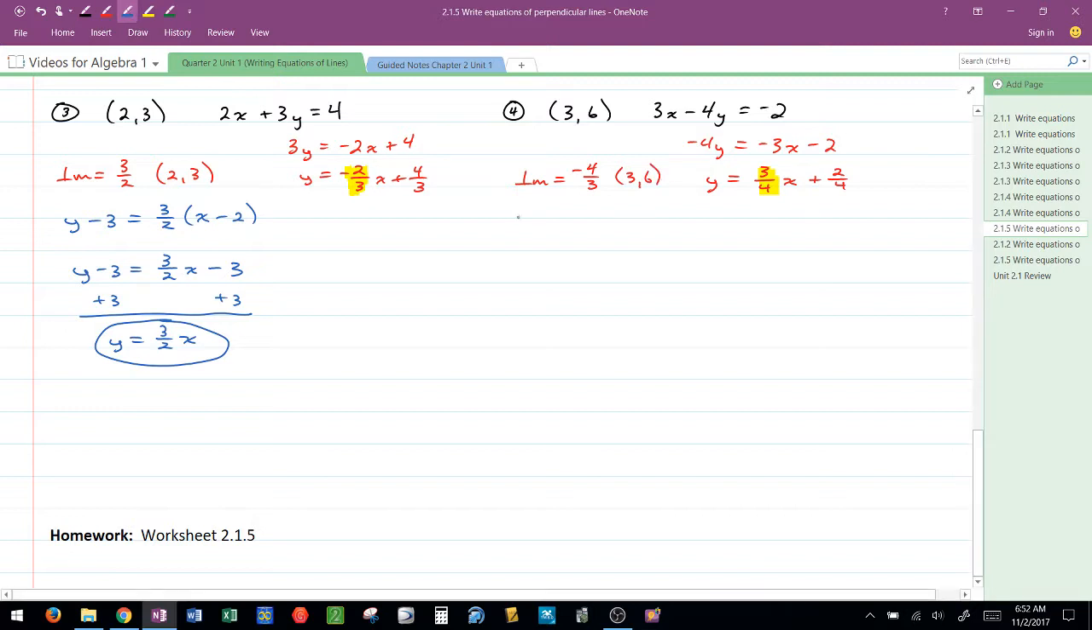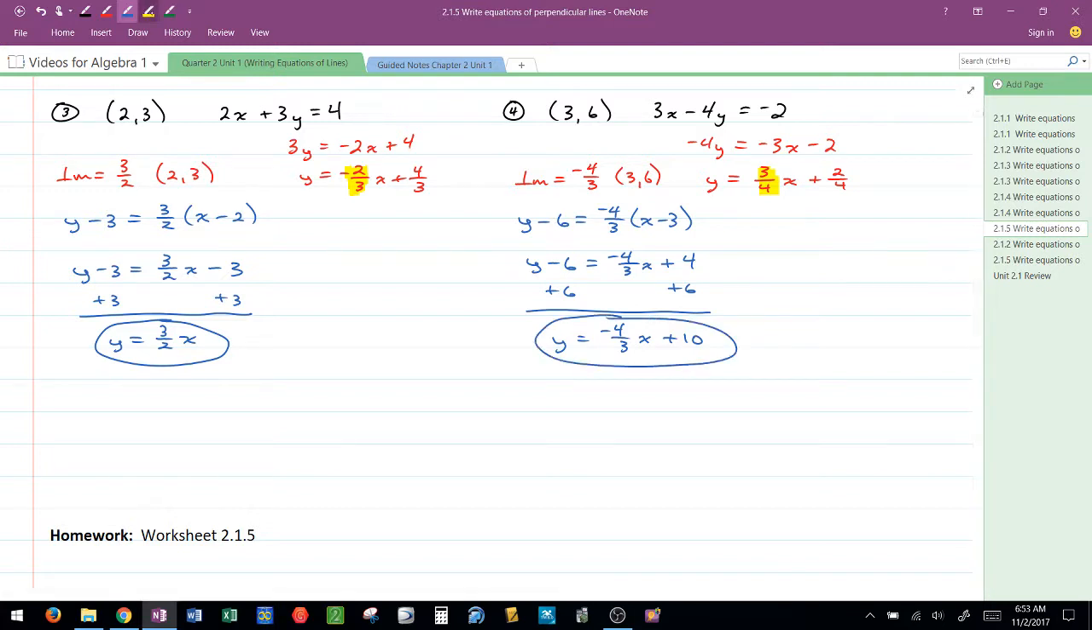All right, so from this information, point slope: y minus 6 equals negative 4/3 times x minus 3. Distribute: y minus 6 equals negative 4/3 x plus 12/3. 12/3 would really just be 4. Negative times negative is positive. 4 times 3 is 12, divided by 3 is 4. Add 6 to both sides, which leaves me the slope-intercept form of y equals negative 4/3 x plus 10.